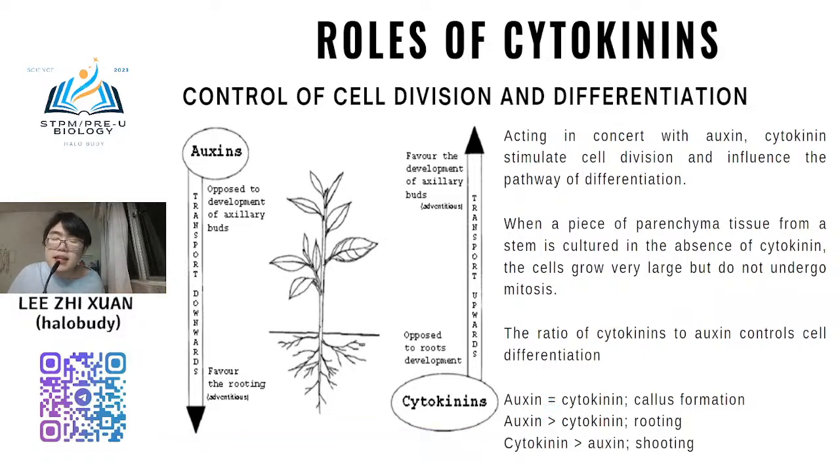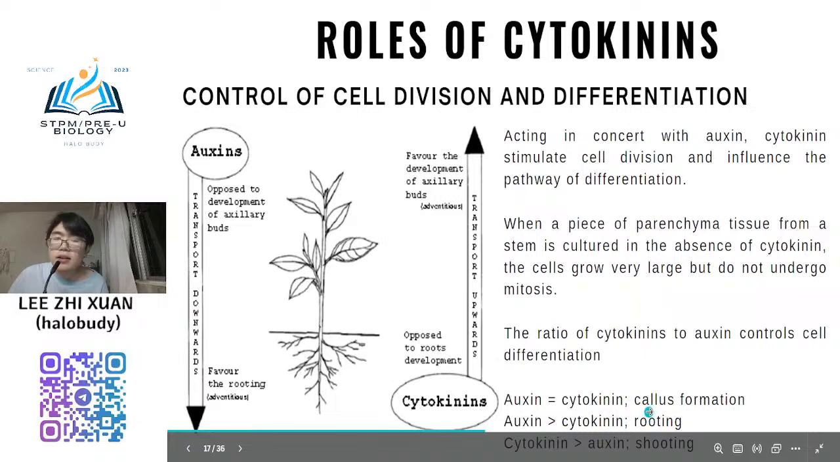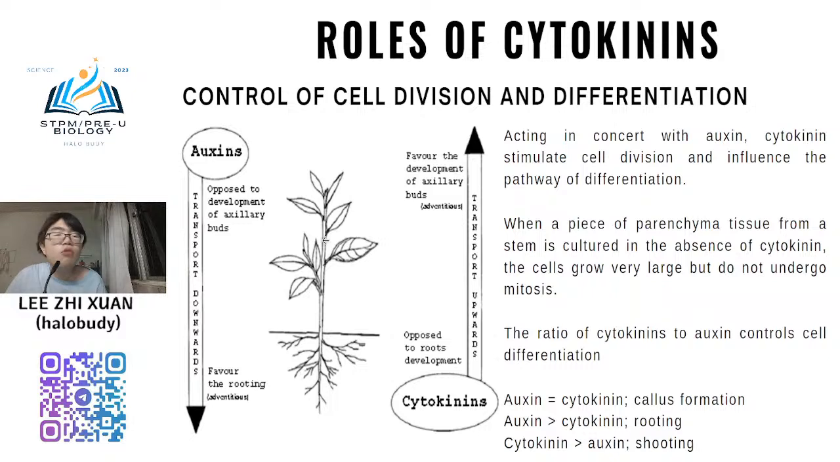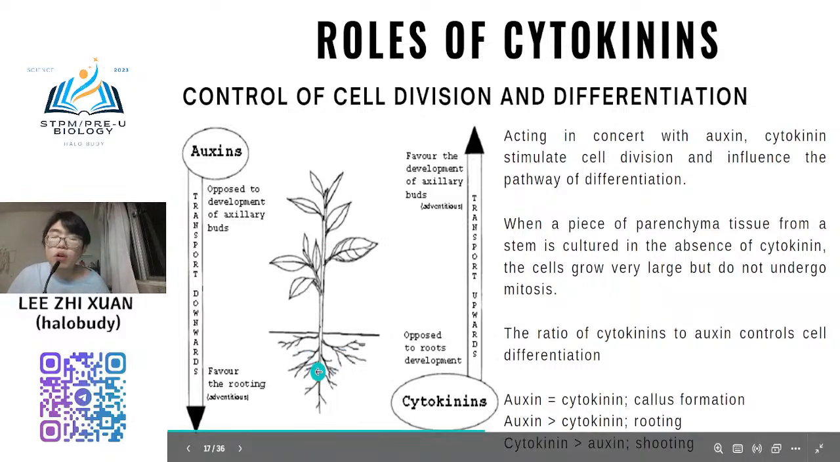So when auxin is higher than cytokinin, it will induce rooting. Meaning that when the plants are exposed to more auxin concentration, it will induce rooting. But if cytokinin is higher compared to auxin, it will induce shooting. Induce rooting means that the growth of the shoot is very slow, or even no growth, but the root will grow very fast.